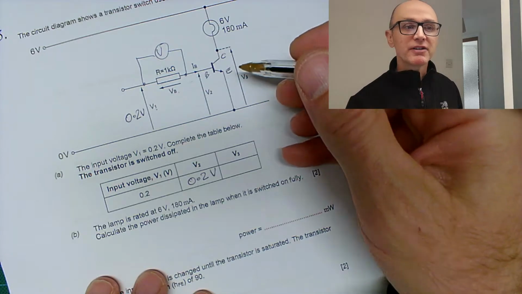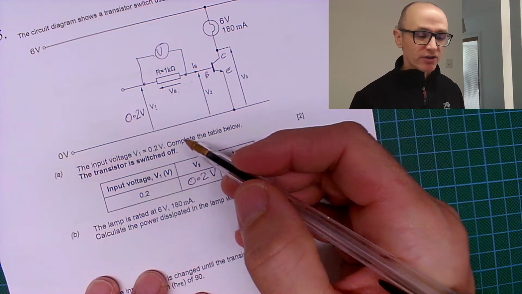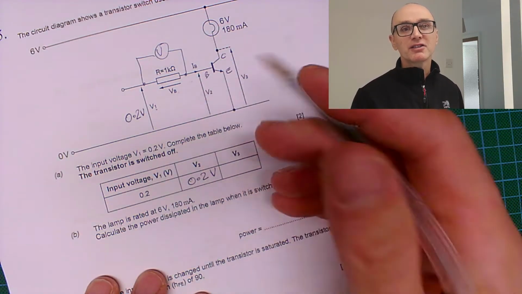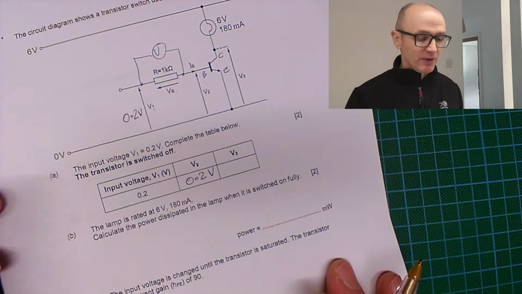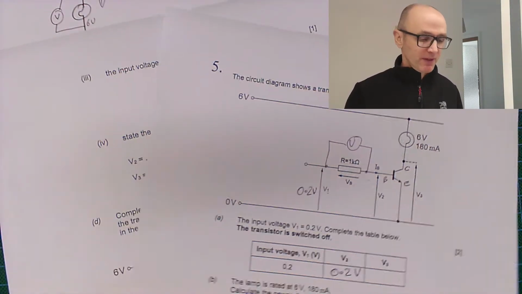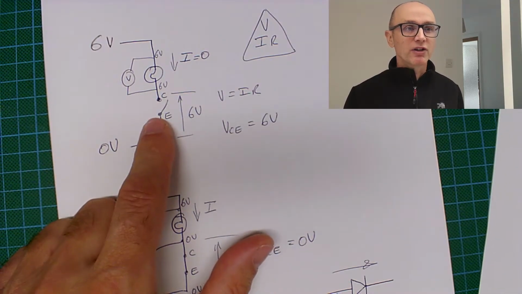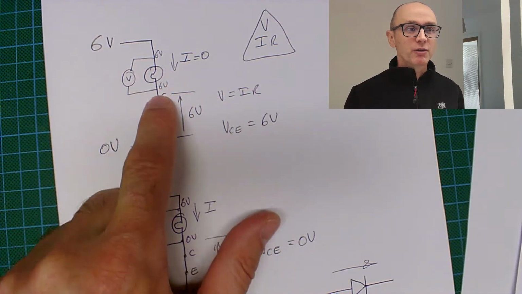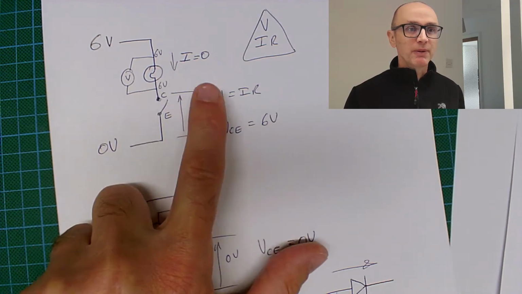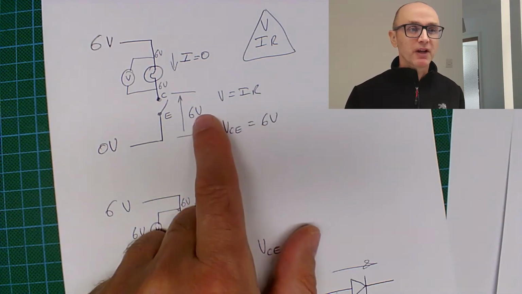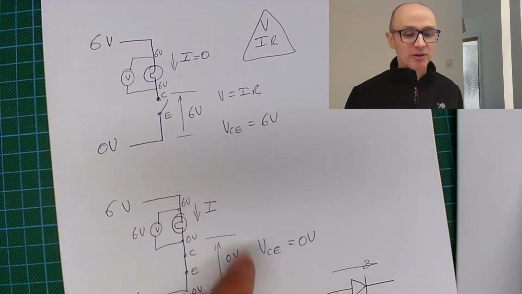V3, remember they said that the transistor is switched off. In other words, it's an open circuit, let me just show you again. It's this one with the open circuit. And when you've got the open circuit, no voltage change across the load, the lamp, and so the full voltage remains across the collector emitter junction.